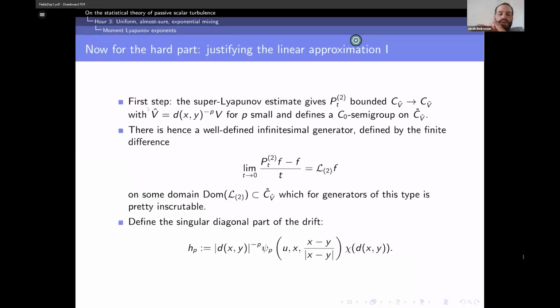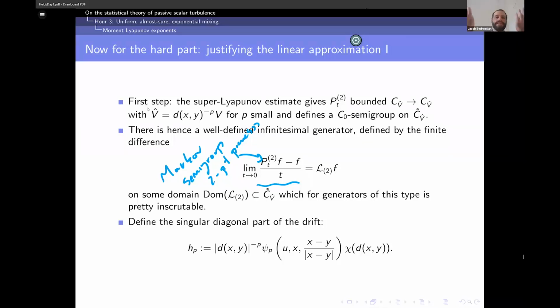And this, we're actually going to use an infinitesimal generator argument. So this is the Markov semigroup for the 2-point process. Infinitesimal generators are defined in terms of the finite difference. And we have a nice strongly continuous semigroup on some Cb space for the 2-point process. But now it's an even more complicated Cb space that involves singularities at the diagonal and stuff like that.